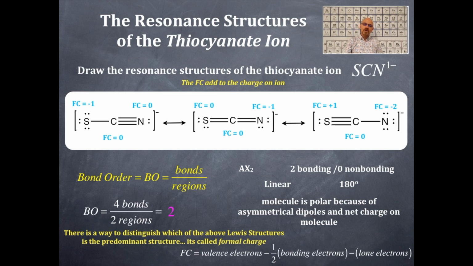Therefore, which one has the most negative formal charge on the most electronegative element? That would be, yes, that is correct, that central one. And that central one is the predominant Lewis dot structure of all of the resonance structures, with the octet rule holding true.